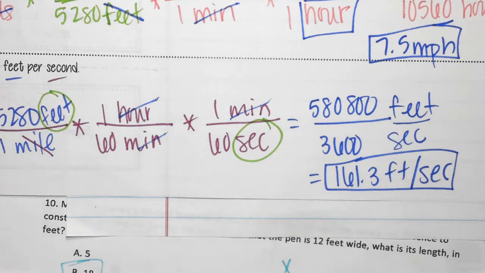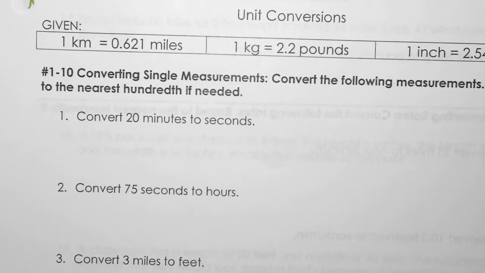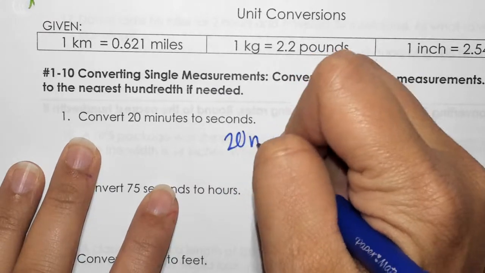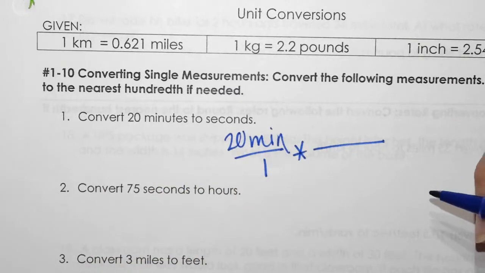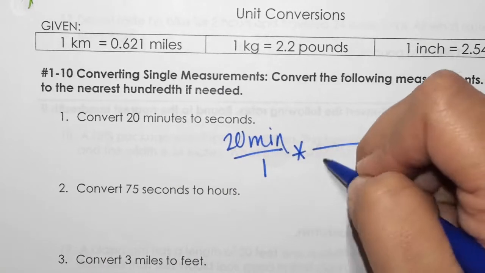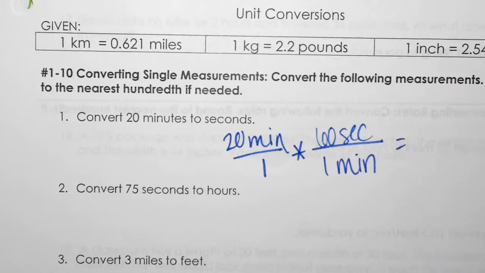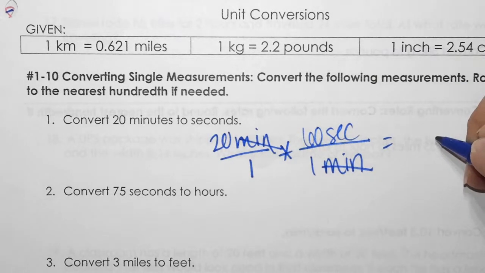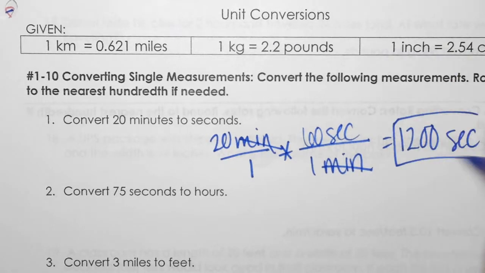Alright, let's look at the first one together. It says to convert minutes to seconds. Therefore, we're going to set it up just like we did the others. We're going to do 20 minutes divided by 1 times. Alright, how do we cancel minutes? Do we put it on top or bottom? And what goes on top? How many? And then what do we do with those 2 things? You cross out. Then you multiply. Then you get 1,200 seconds.